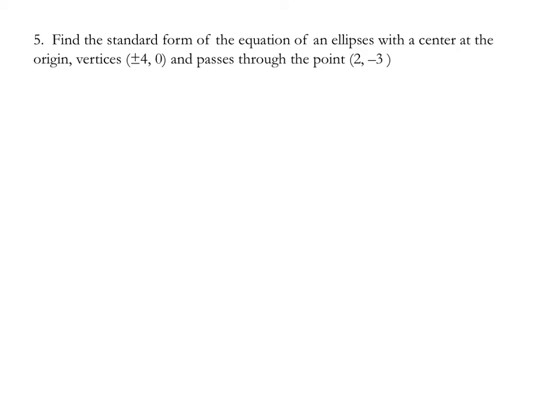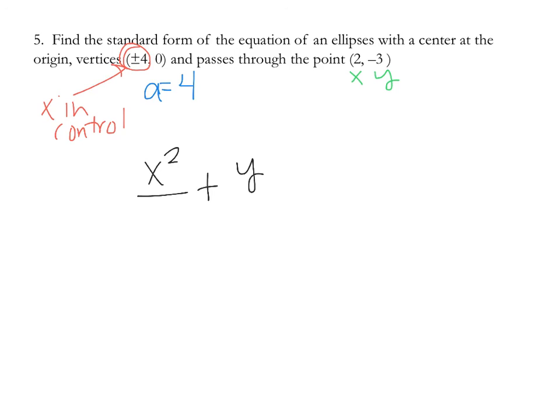So this last one just gives me a little bit different information. It's still giving me the vertices. And just by looking at the position of that, I know that x is in control. And I know since I have the vertices, that gives me a. a is going to be 4. But then they gave me a point. A point doesn't give me a, a point doesn't give me b. A point comes in the pair x comma y. So that's going to have to play in at some point. So I know the setup is x squared over something plus y squared over something equals 1. And we've got a. If I square it, we've got a squared is 16.